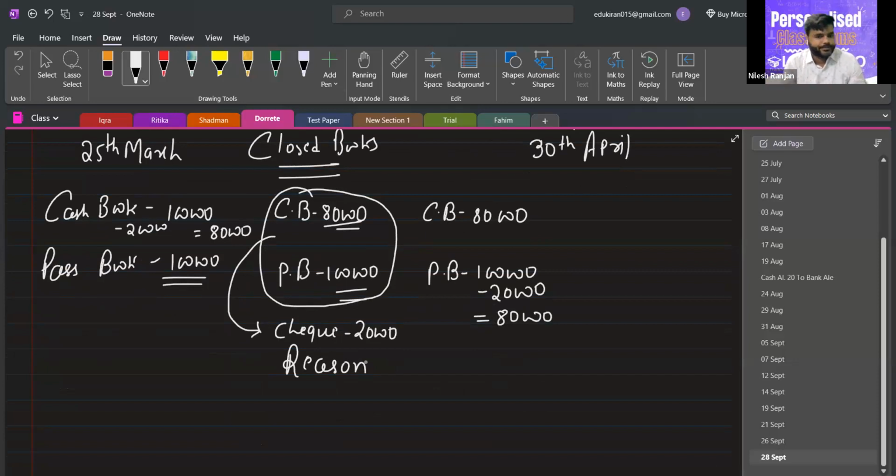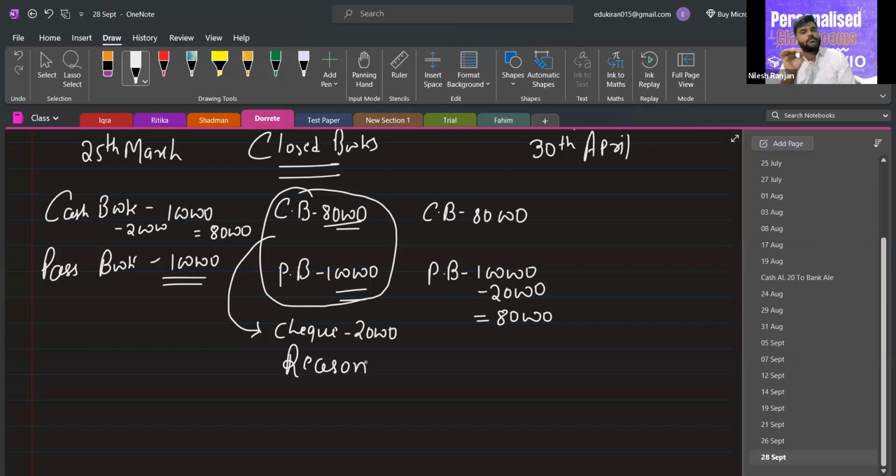Okay. So you can see here that in the cash book, it is deducted on 25th March. In the passbook, it is deducted on 10th April. The balance becomes the same on 10th April, but on 31st March, it is not the same. Why? Because there is a time gap between the two transactions. Yes?